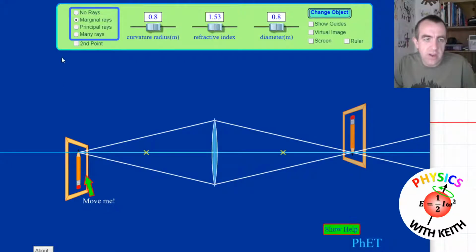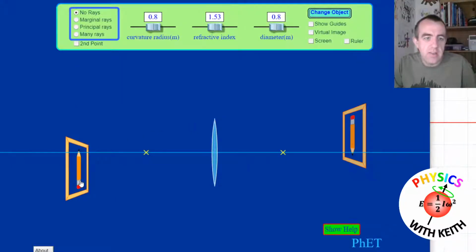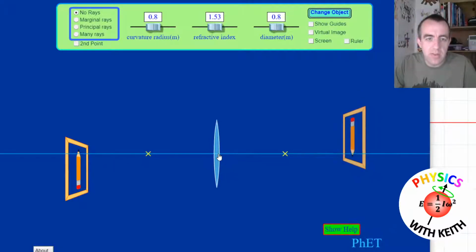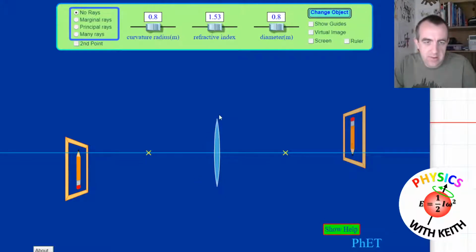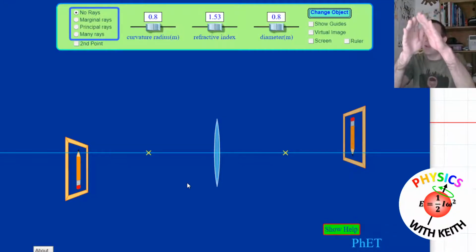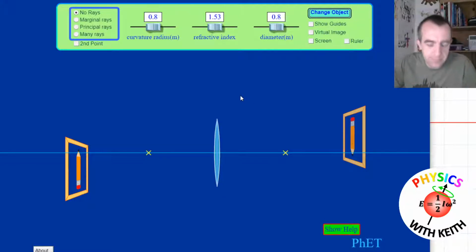You've got an object on the left. In this case, it's just a pencil. An object on the right, an image on the right, which is not a real pencil. This is an image of a pencil. And in the middle, we've got this lens, and the lens is a convex lens. That's just the name of this, don't worry too much about it. It just describes the lens that bulges out in the middle. A lenticular lens is called a convex lens.